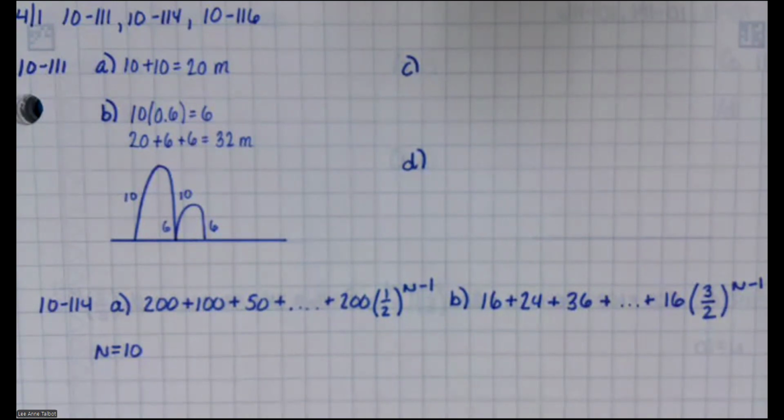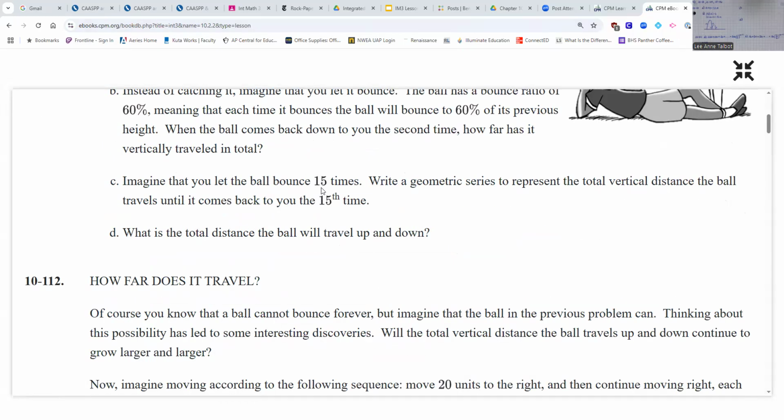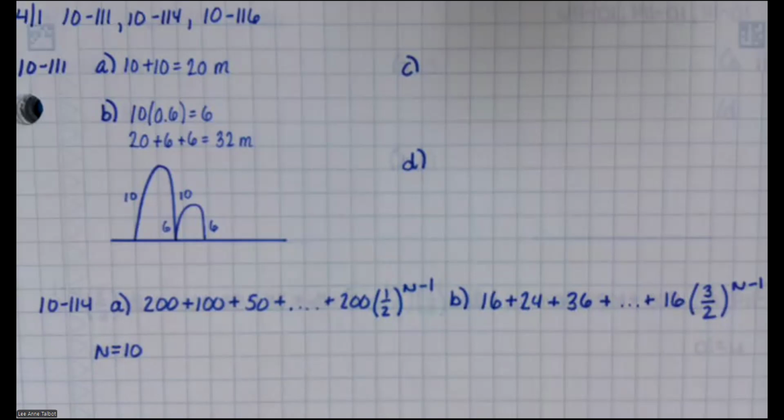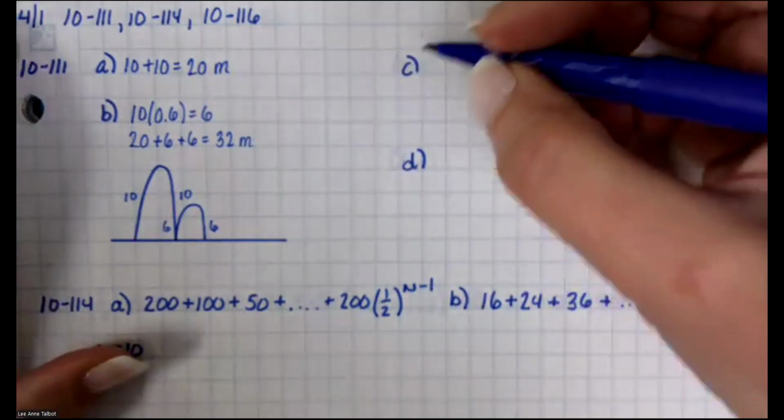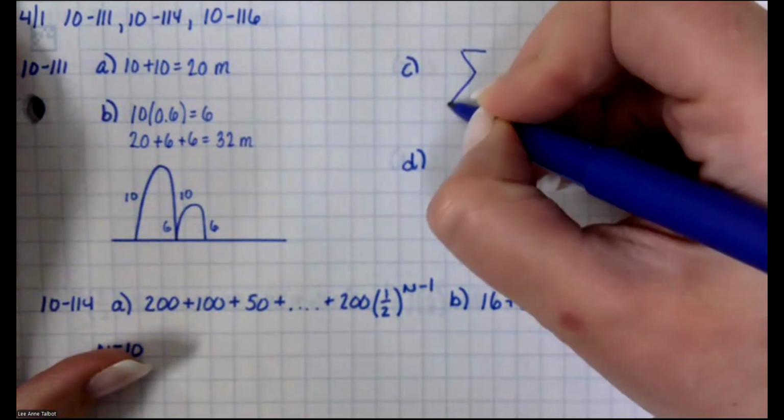Part C. Imagine that you let the ball bounce 15 times. Write a geometric series to represent the total vertical distance the ball travels until it comes back to you the 15th time. We're going to write the series in summation notation. We're not going to write it out because, well, lots of reasons. We need to practice. We're also lazy.